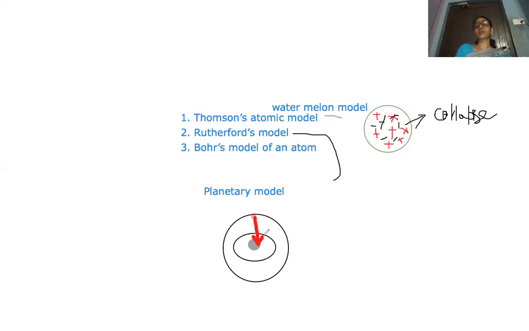So once the electron falls into the nucleus, what will happen to the atom? It will collapse. The atom has to collapse. But we see that the atom is stable. So Rutherford's model could not account for the stability of an atom.